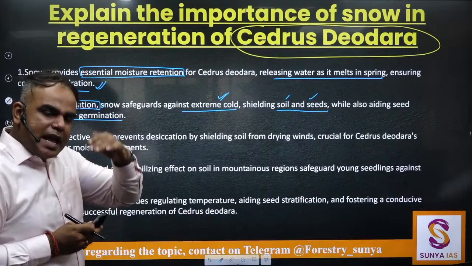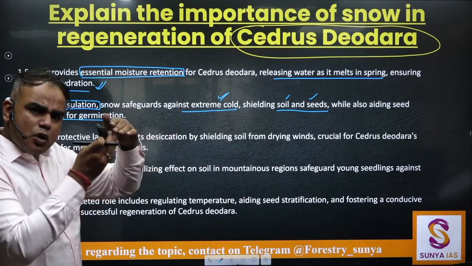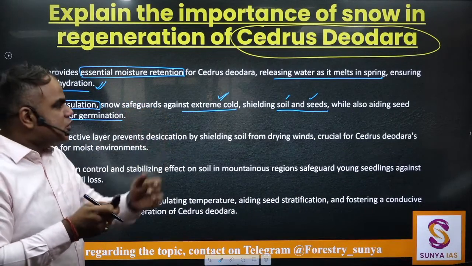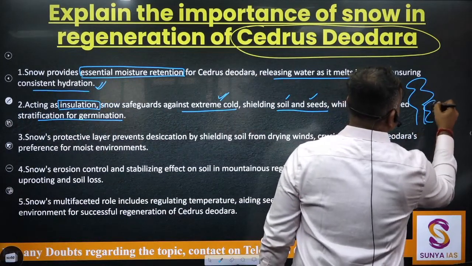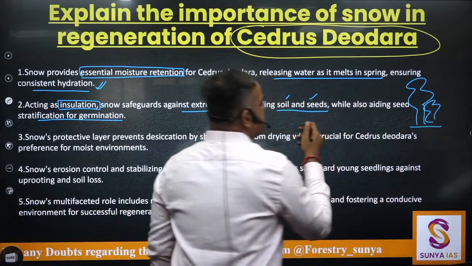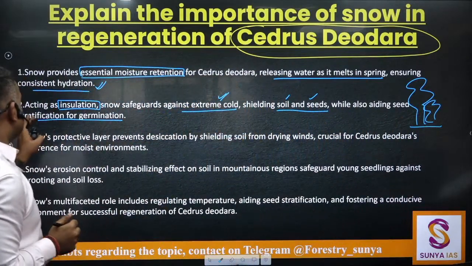Stratification is again the layering of the overall produce, right? So there is a stratification that also happens in forest. For example, there is a tall forest, short forest. This is again a stratification. Same, this also helps in the stratification of seed for germination.